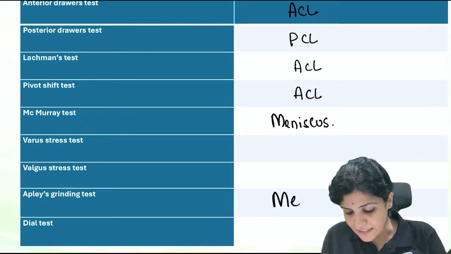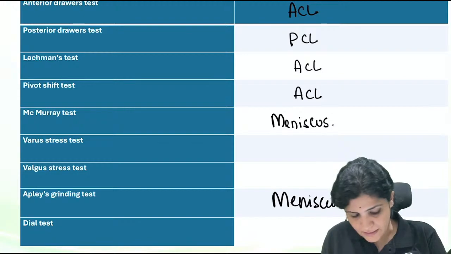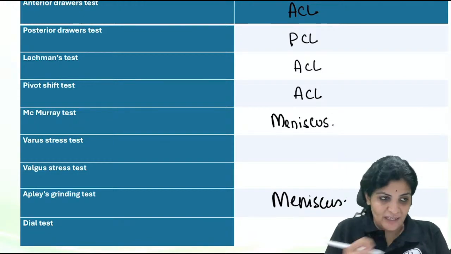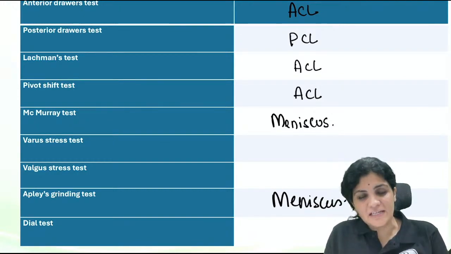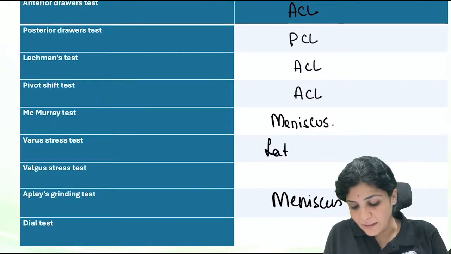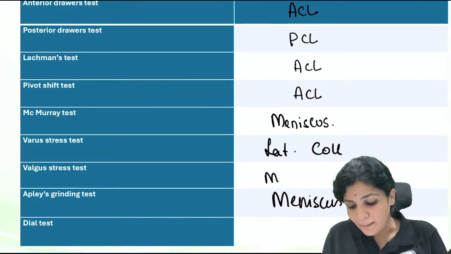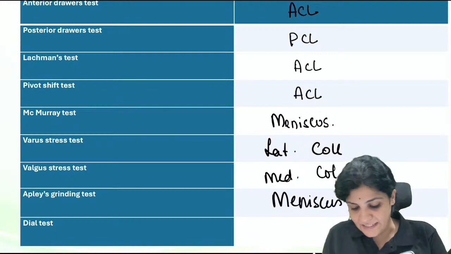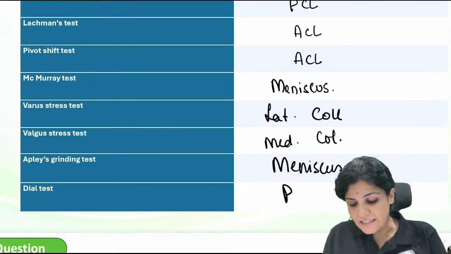So Apley's grinding test is also for meniscus. So now what are varus and valgus? Very good. The varus and valgus tests are for collateral ligaments. Varus is for your lateral collateral ligament and valgus is for your medial collateral ligament. Excellent. And what is the dial test? The dial test is a separate component.